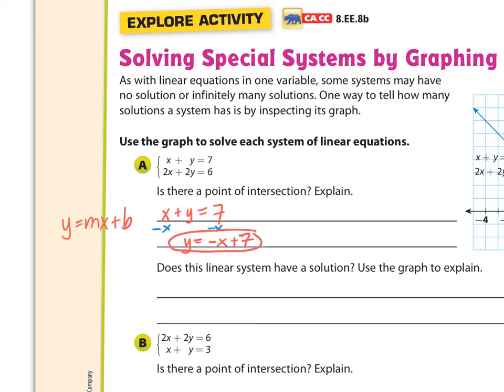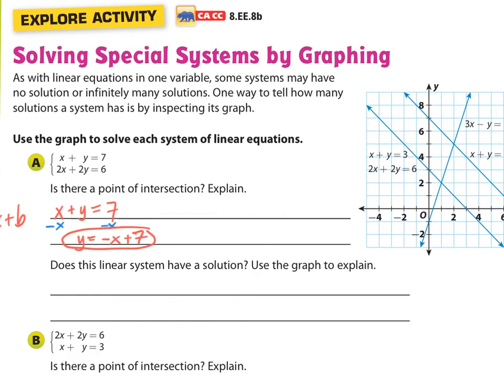So when I graph this line over here, I get the y-intercept is 7. So if you look on the graph, it's where I put that red dot. And the slope is negative 1 over 1. So down 1 over 1. And you can see that my line is this one right here. The one that has a negative slope, it's going down through the 7 y-intercept. Okay, so that's that first line.